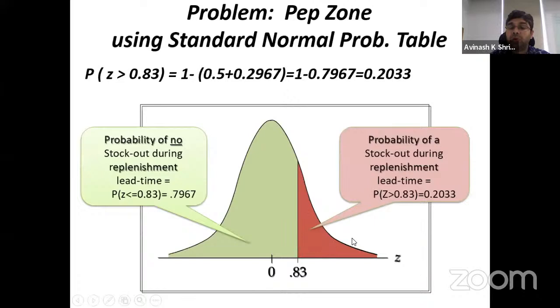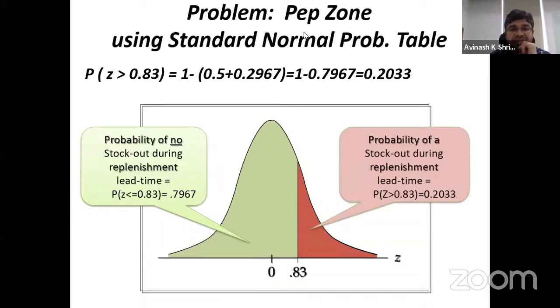this area. Or the other way around: the area on the right hand side is how much? The area on the right hand side is 0.5. So 0.5 minus 0.2967. So there are two ways. Either you do it this way or the other way around, subtracting this value 0.2967 from 0.5. You'll have the same value, 0.2033, right?